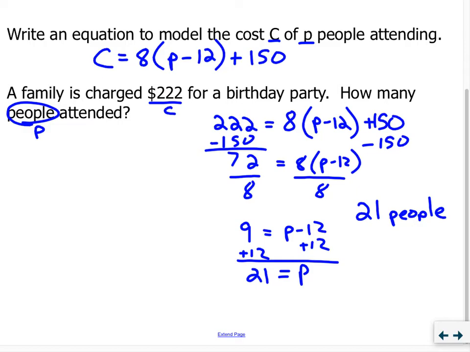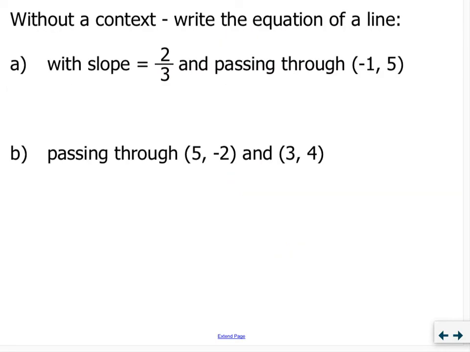Now, what's really neat about this point-slope form is it doesn't always have to work in a context. It can work just on a regular equation that we might write. If there's no story behind it, we can still write the equation of the line. So we're going to write it with slope equals 2/3, passing through the point (-1, 5). Ooh, watch what's going to happen here.